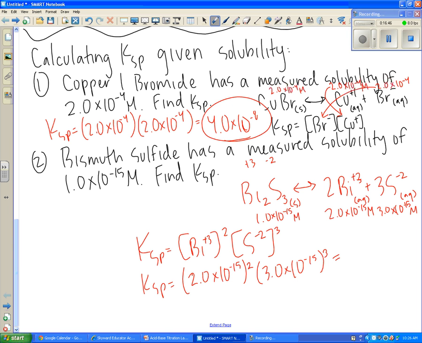It's a really little number, really little. Because KSP is found by the ratio of the products raised to their coefficients divided by the reactants raised to theirs. And that's by definition of how we find KEQ, or in this case, KSP. So we need to take the bismuth raised to the second, the sulfide raised to the third, but their concentrations in that solution are twice and 3 times what we initially put in because of the way that they break up in the balanced equation.